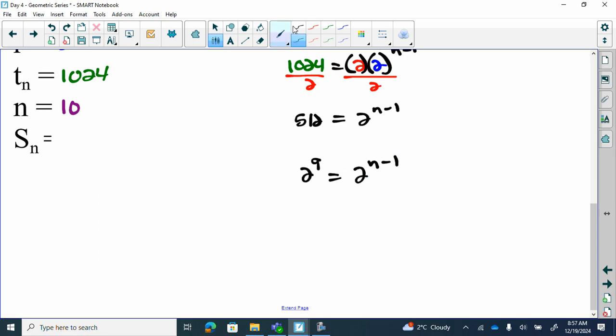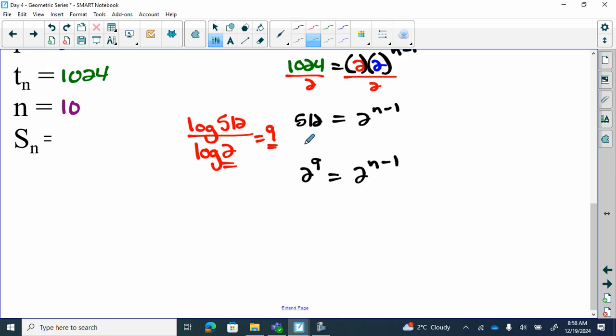If you didn't know, what could you do? What's the change of base formula? You take the log of 512, that's what I have on the left, and I want to change it to a base of 2. I could do the natural log, common log, either works. It would give me a 9. The exponent, the logarithm, is 9.